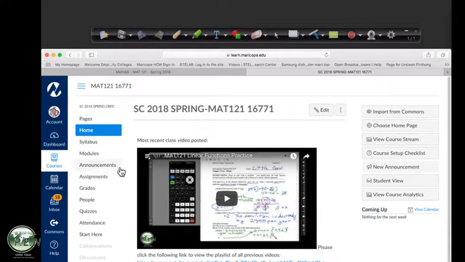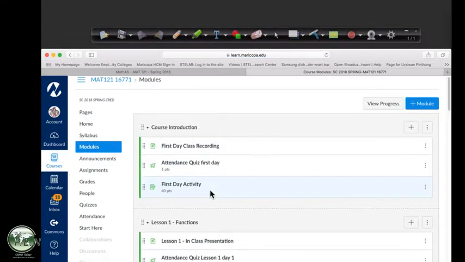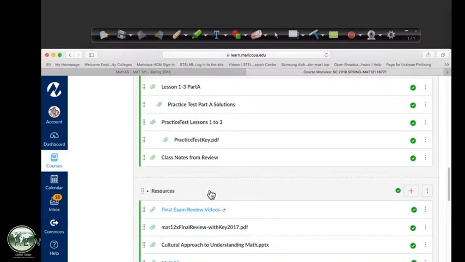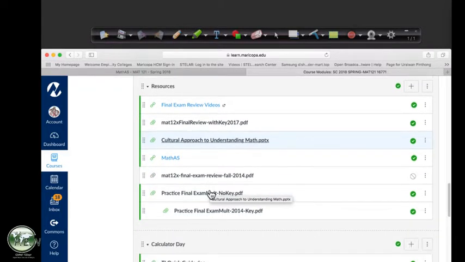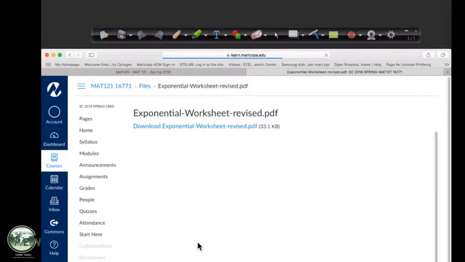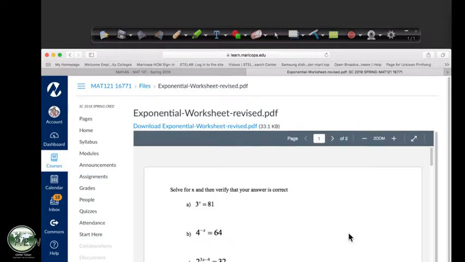Let's see, so this is our course. If we come into the modules, that's usually where I put everything. Hopefully I still have them here. Let's see if you have access. Okay, so that was 1 through 3. There's resources, calculator day, lesson 4 and 5. So actually I do have a practice test on exponentials here under lesson 5. And then there's a practice exam for exponentials where there's even a test key in here. So exponential worksheet revised, that probably sounds like it might be newer.